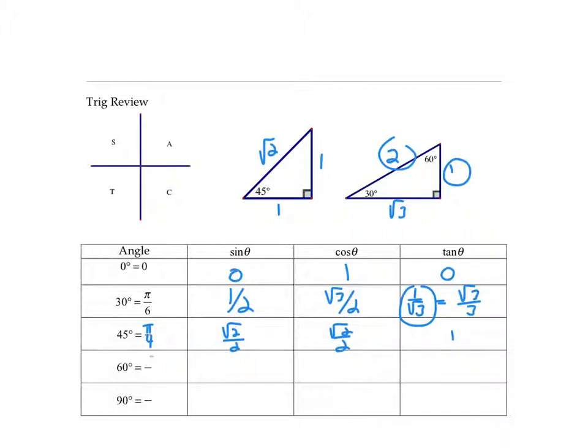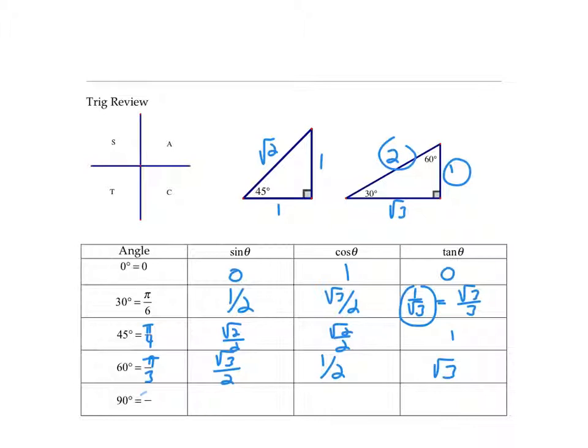60 degrees is equal to pi over 3 radians. And remember that the sine of 30 degrees, which is 1/2, is the cosine of 60 degrees. And the cosine of 30 degrees is the sine of 60 degrees because they are complementary angles. Okay, that leaves us with a tangent, which will just be square root of 3.